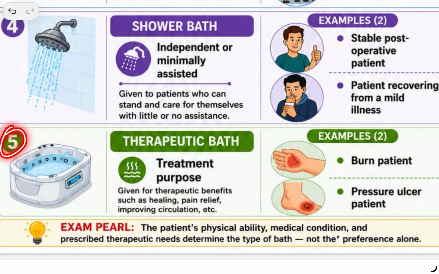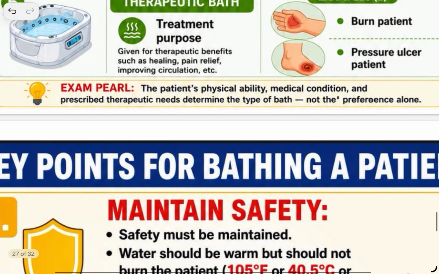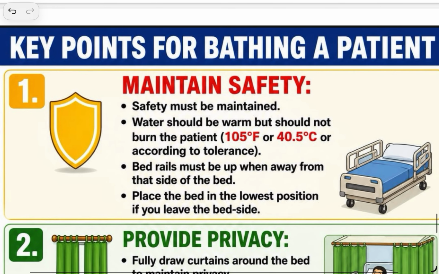Yes, the fifth one, therapeutic bath, as I said, is for treatment purposes. For burns patients and ulcer patients, we will give this one, therapeutic. Particular soap or particular solutions will be used for the bathing, right? Clear? Yes. Next one, what are the key points?